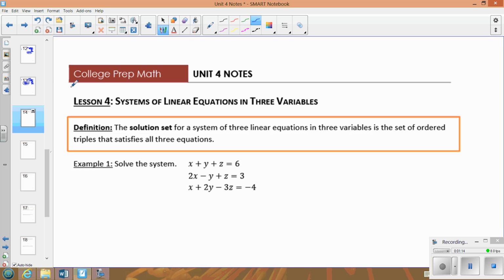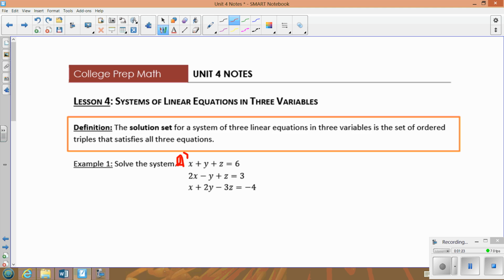So when we look at this system, the first thing I'm going to do is label my different equations. I'm going to label them with letters just so it doesn't get confusing. So this is going to be A, this one will be B, and this one here will be C. And what I want to do first is eliminate the same variable in these three equations so that I can first get these down into two variables.